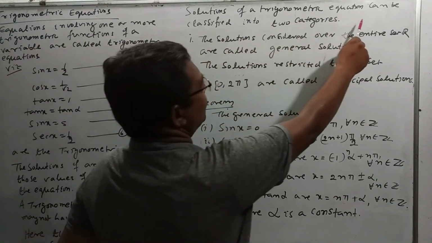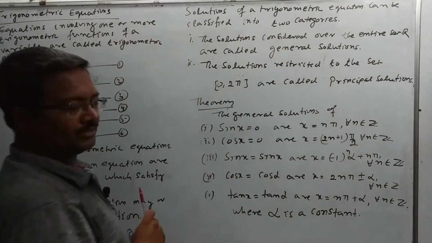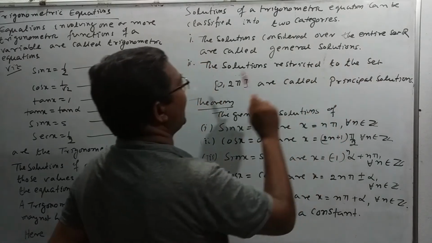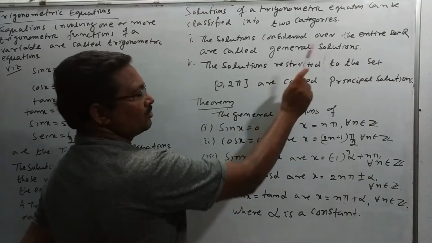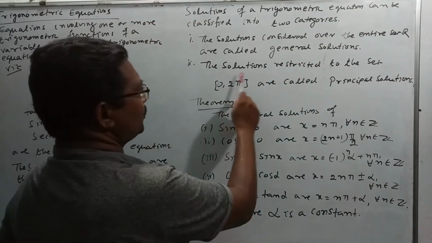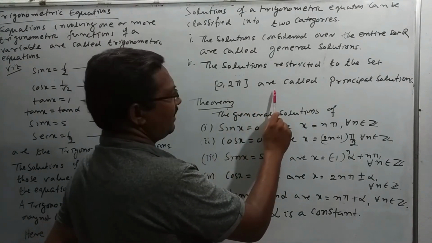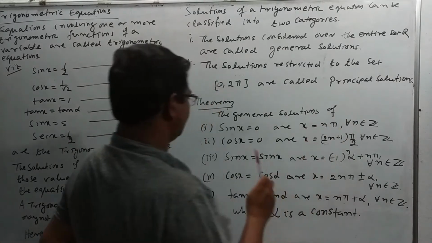Solutions of a trigonometric equation can be classified into two categories. The solutions considered over the entire set R are called general solutions. The solutions restricted to the closed interval 0 to 2 pi are called principal solutions.